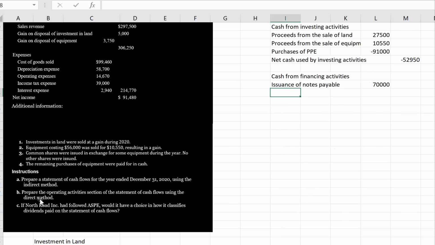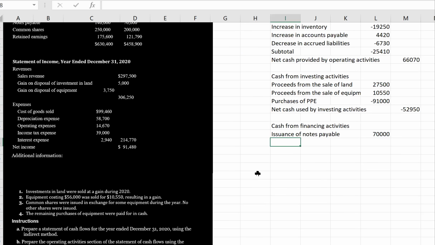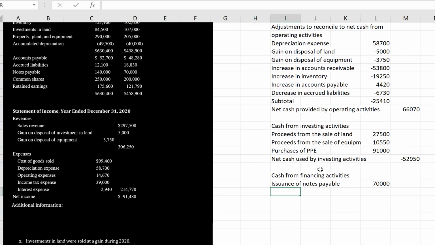If we look at our supplementary information, let's just see if we have anything here. Common shares were issued in exchange for equipment. The remaining purchases of equipment were paid for in cash. And we've got this equipment. We dealt with the cost of the equipment, and we've got the gain we added back in the operating cash, the operating inflow section. So we've dealt with that one, and we've dealt with the investment in land. So I think we're pretty good on the supplementary information there. Okay, so we've got the issuance of note payable. And then we also need to take a look at, so we dealt with common shares. We know that's not a cash transaction, so we don't need to pick up anything for that.